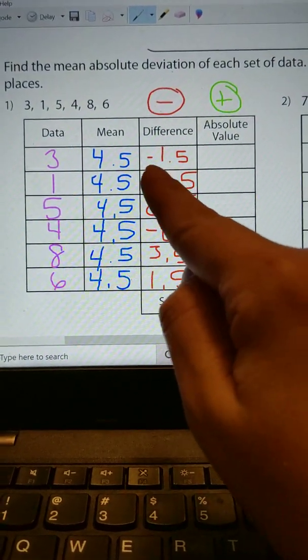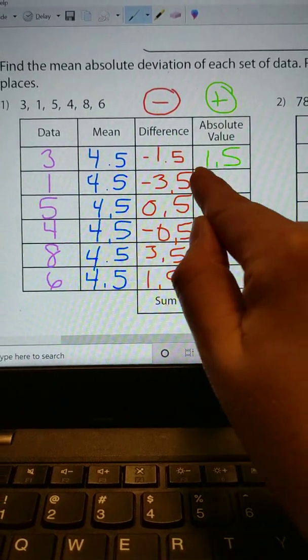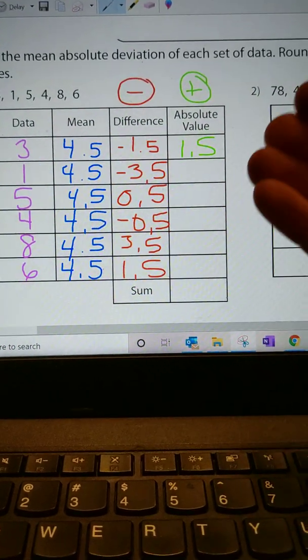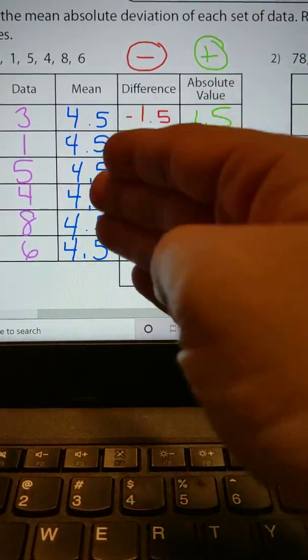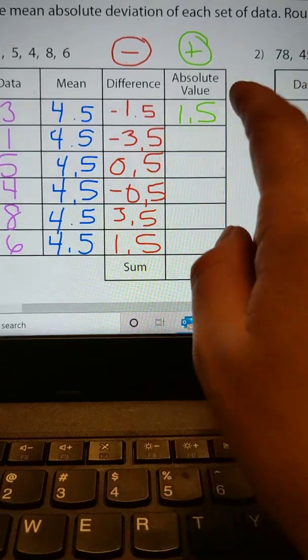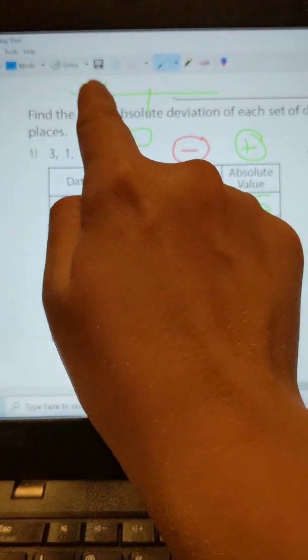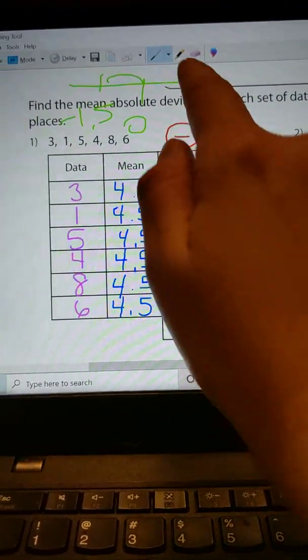Okay, so instead of a negative 1.5, now it's just 1.5 again, and just make all these numbers over here positives. The reason we're doing that is an absolute value is how far away that number is from 0. So like on a number line, right? Like if this is 0, we have negative 1.5. It is 1.5 spaces away. That's why it's just 1.5.